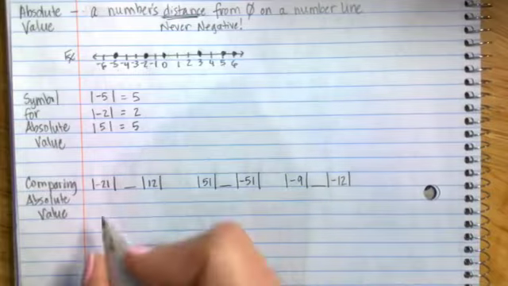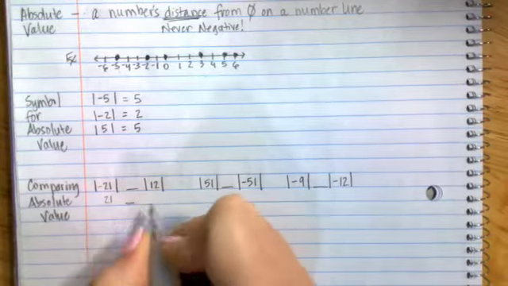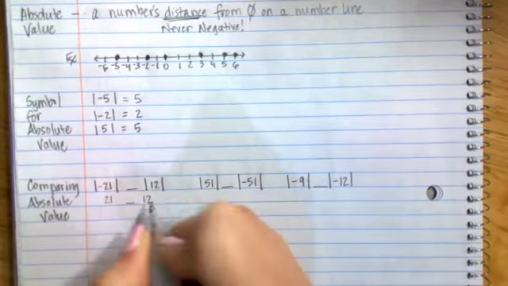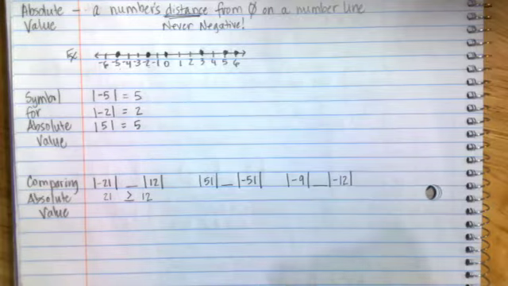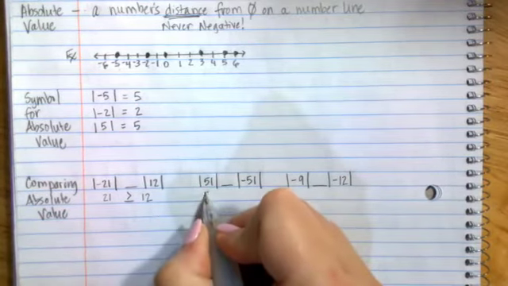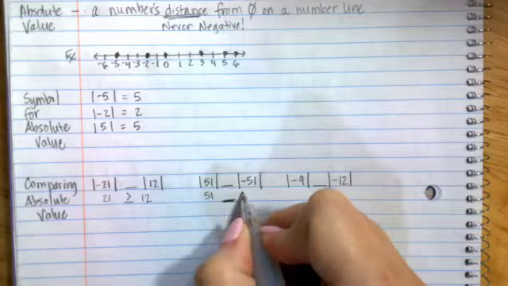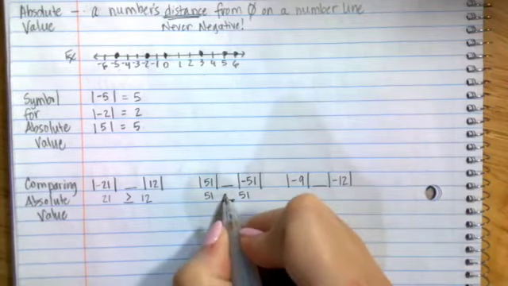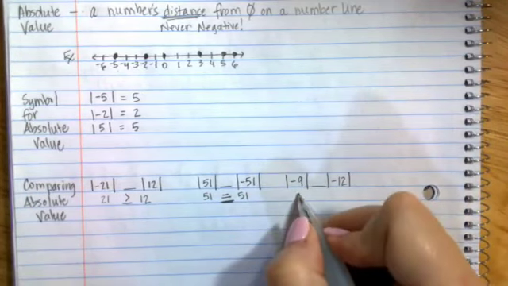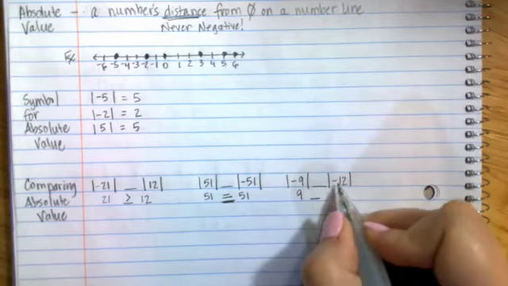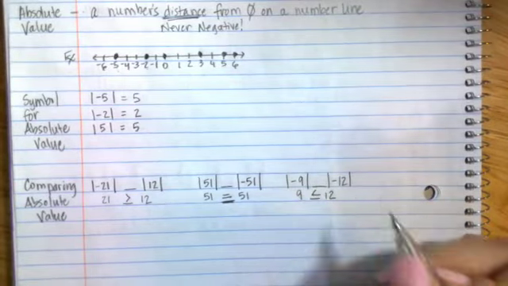Find the absolute value. So -21's absolute value is 21. The absolute value of 12 is 12. 21 is greater than 12. The absolute value of 51 is 51. The absolute value of -51 is 51. So therefore, their absolute values are equal. -9's absolute value is 9. The absolute value of -12 is 12. 9 is less than 12.